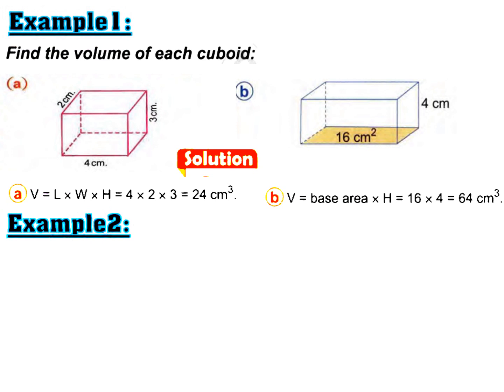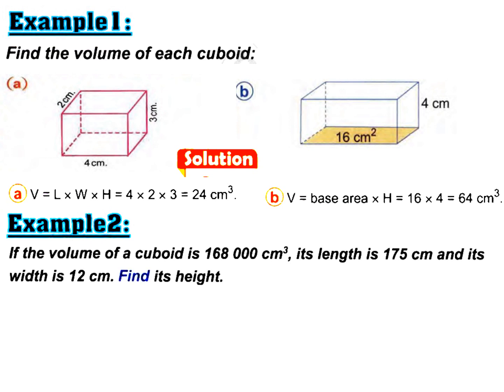Example number 2. If the volume of a cuboid is 168,000 centimeter cubed, and its length is 175 centimeters and its width is 12 centimeters, find its height. This example uses the 3 dimensions: length, width, and height. He asks me to get the height. So from the triangle rule, height equals volume divided by length times width.